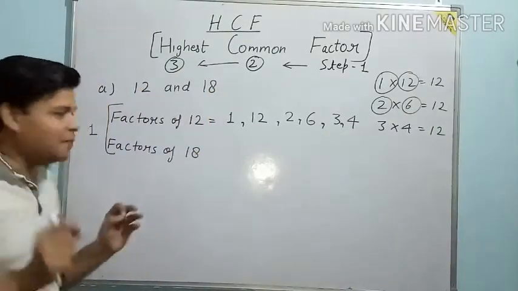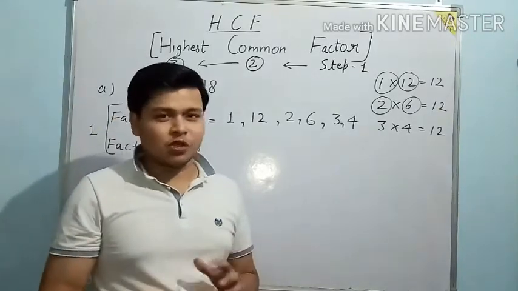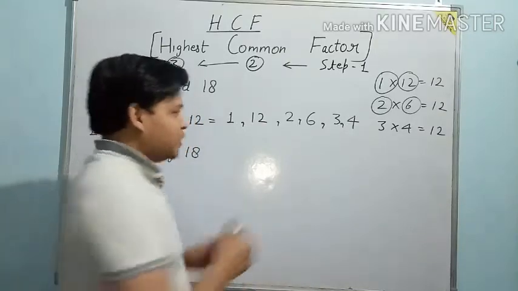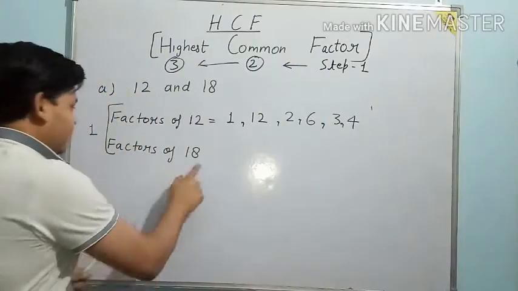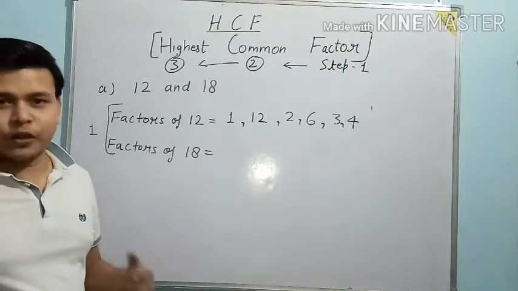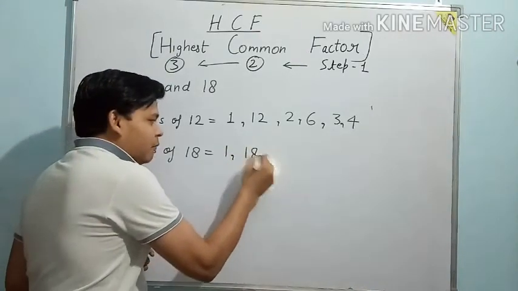So this is the very simplest way to find out the factors of any number. But for this you must know the multiples of the numbers, or I should say the tables of the numbers. So now I am erasing it. Next one is factors of 18. So how can we find out? The method is same. Let's start with 1. 1 times 18 is 18. So write 1 and 18 both.